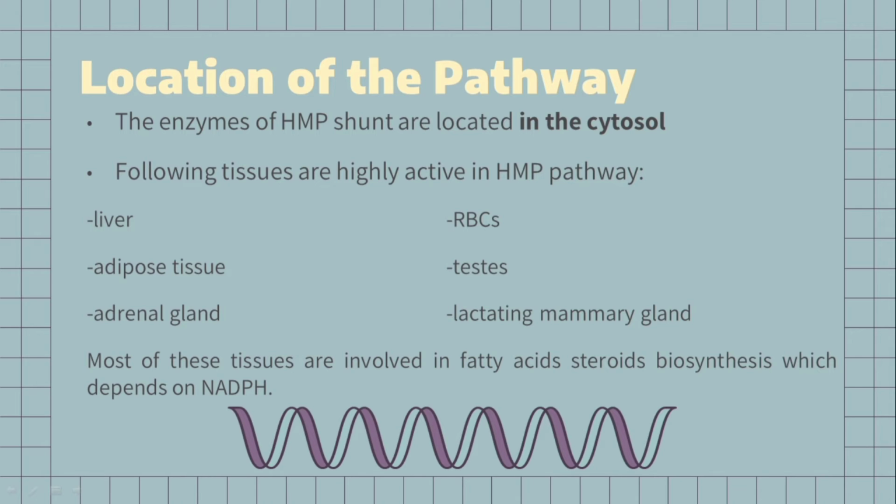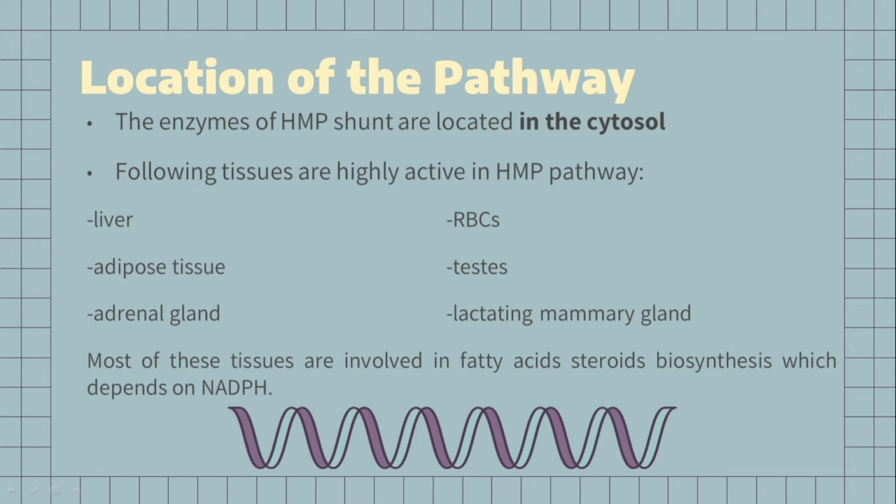The following tissues such as liver, adipose tissue, adrenal gland, RBC, testes, and lactating mammary gland are highly active in the HMP pathway. Liver filters all of the blood in the body and breaks down poisonous substances. Adipose tissue is the energy storage. It also provides insulation and protection for organs, and it is primarily made of adipocytes. And the adrenal gland produces hormones that help regulate your metabolism, immune system, blood pressure, response to stress, and other essential functions. While the RBC carries oxygen from our lungs to the rest of our bodies.